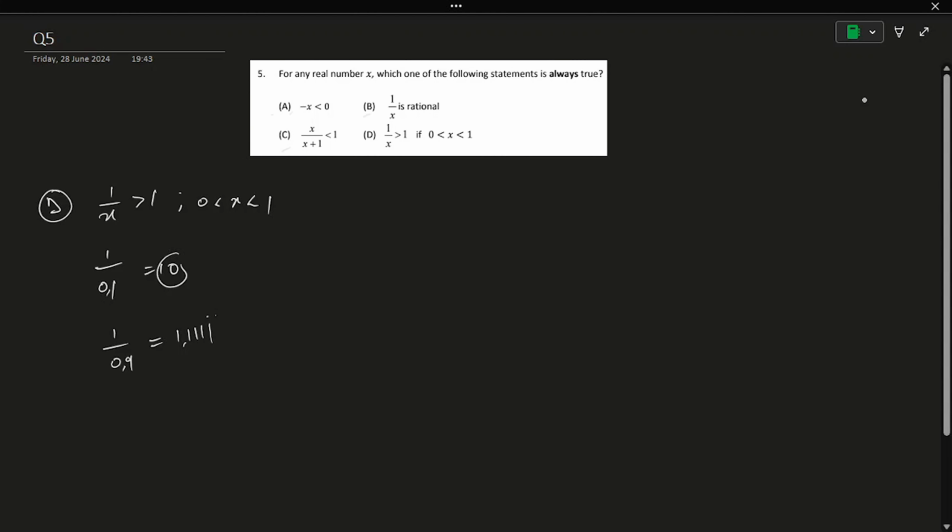Let's try maybe 0.5. Let's divide 1 by 0.5. We have 2. And 2 is greater than 1. And let's try dividing 1 by 0.25. 0.25 goes 4 times into 1, which means the answer is 4, and 4 is greater than 1. So we can see that D is actually the correct one.